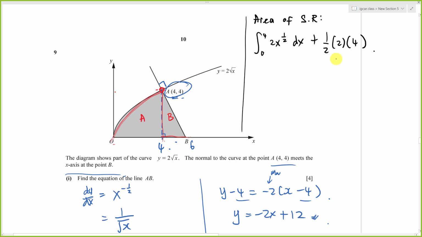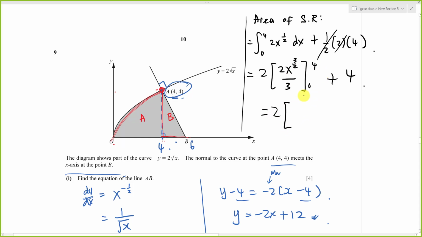So then the only thing I need to do is integrate this equation. I will take the 2 outside. So I integrate x to the power half, which becomes x to the power of 3 over 2 divided by 3 over 2, from 0 to 4. Here I simplify, and I will plus 4 here. Then here we plug in the values.